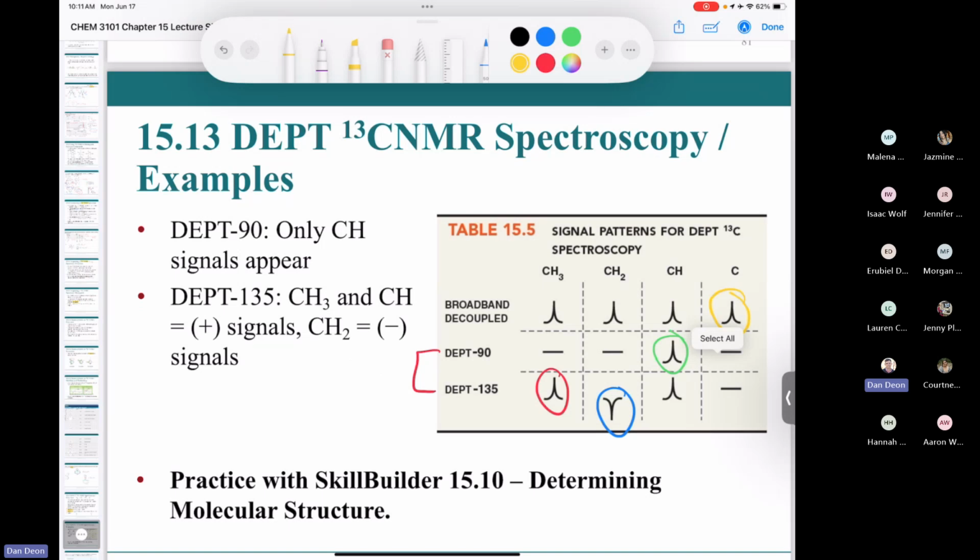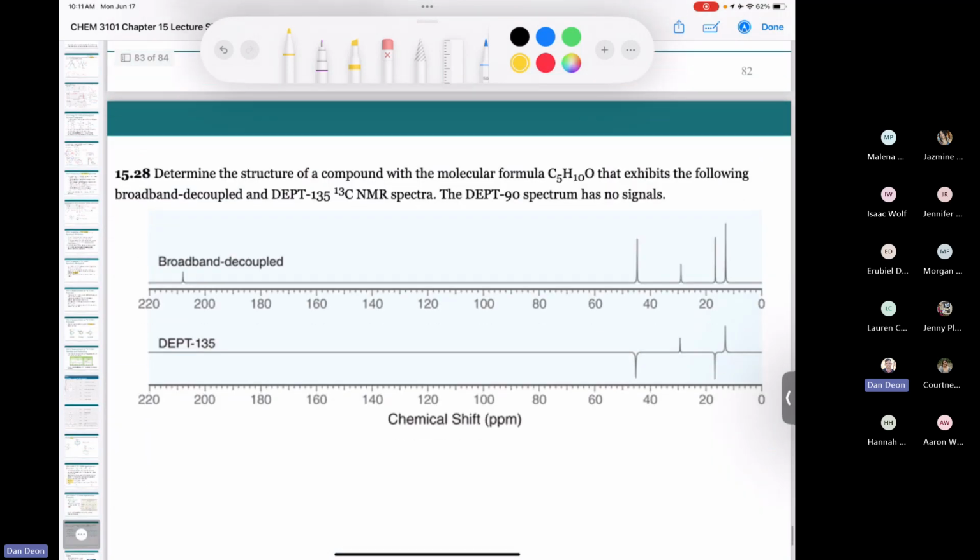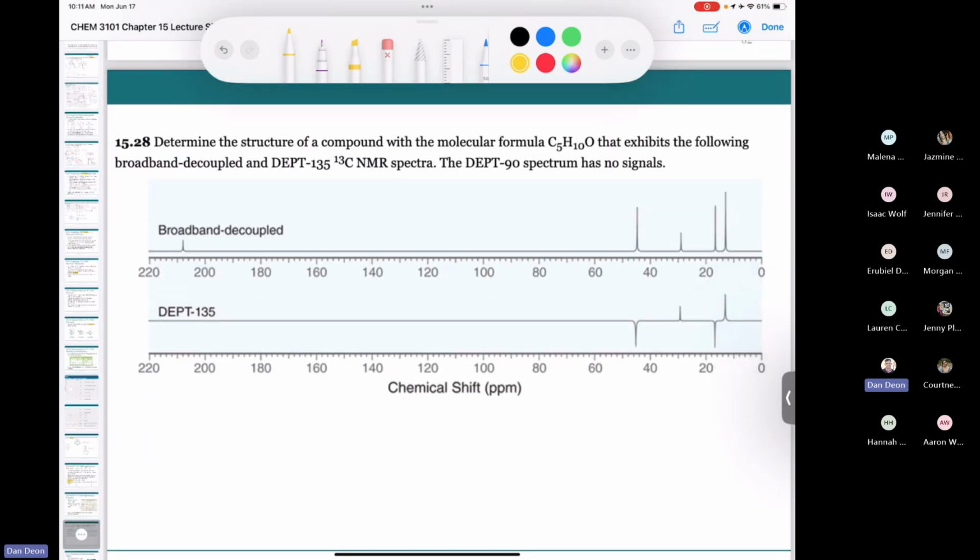I know what you're thinking. Can you give me that information for every single spectrum? The answer is no. Okay. Sometimes we give it, sometimes we don't, but it's a pretty wonderful thing. So let's see if we can use it to our advantage here.